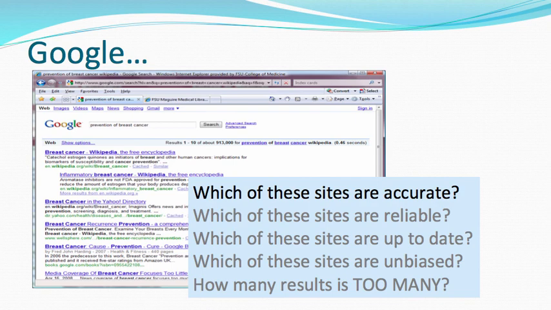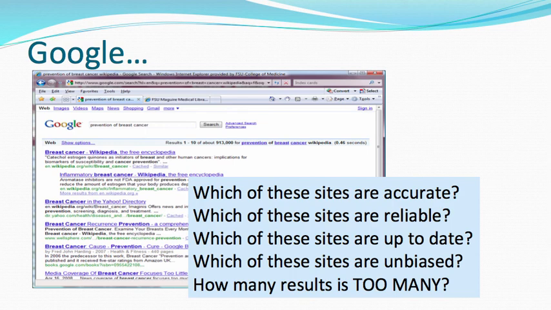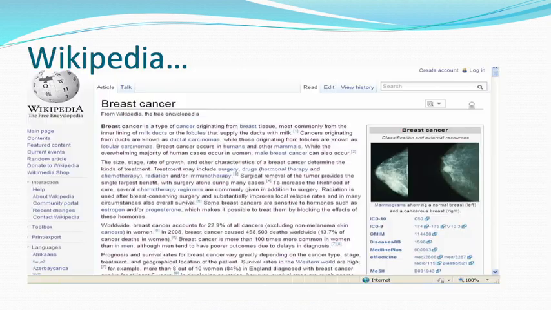So questions that you need to ask yourself are, which of these sites are accurate? There's a lot of incorrect information on the web. Which site is reliable? Is it up to date? How many of these sites are unbiased? Because a lot of them are trying to sell you something. And, as I mentioned, how many results is too many? Oftentimes you need one good answer, not 913,000 bad answers. So keep that in mind. There are better ways to get what you want.